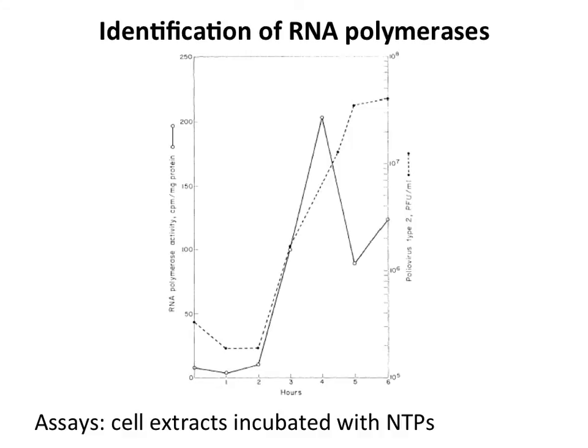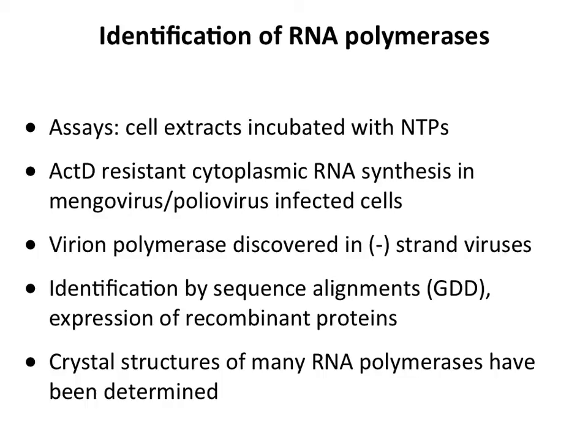And for many years, people didn't understand what was doing this. What was the enzyme doing this? Some people thought it was a cellular enzyme, but it turned out to be a virus enzyme. So this is how RNA polymerases were identified. That's an assay that I just showed you, cell extracts incubated with NTPs. They also found that the RNA synthesis that I showed you on the previous slide is resistant to actinomycin D.